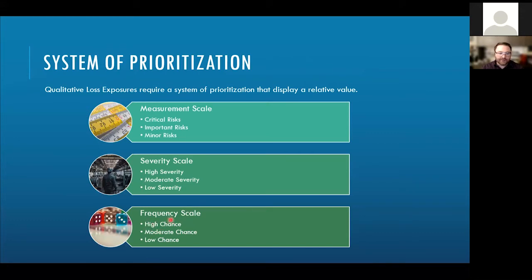Frequency is very similar. We're looking at, does it happen once a month? Does it happen twice a month? Are we seeing it multiple times a week? Again, think about loss exposures that exist in your organization. Do you have any risks that you have an example of? Just think about those, and we'll come back to that in a minute.